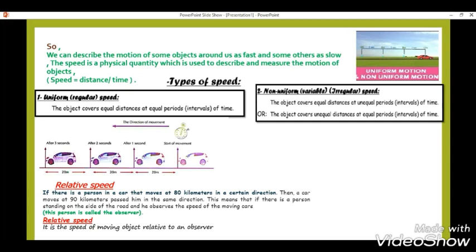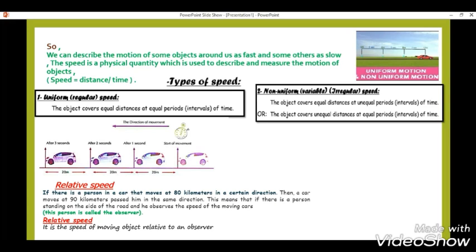What about when the object covers equal distance, as we said before, at unequal period of time? For example, the first distance is covered in 1 second, the second distance in 1 second and a half, and the third distance in 2 seconds. So it moves equal distance at unequal period of time.